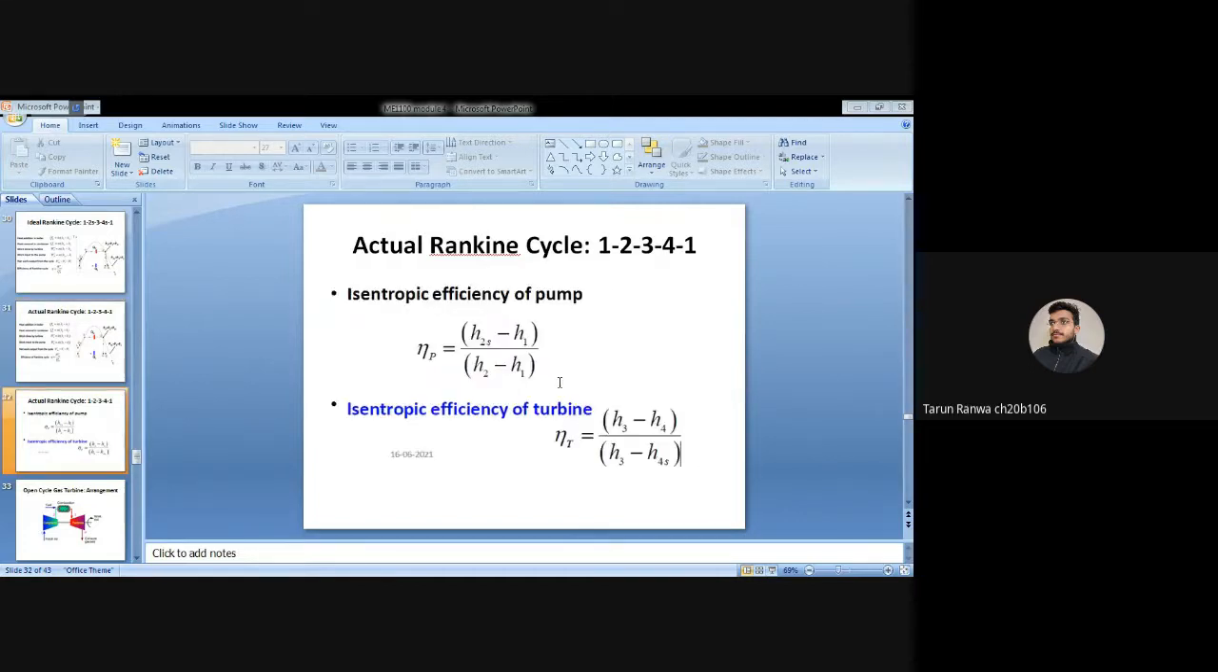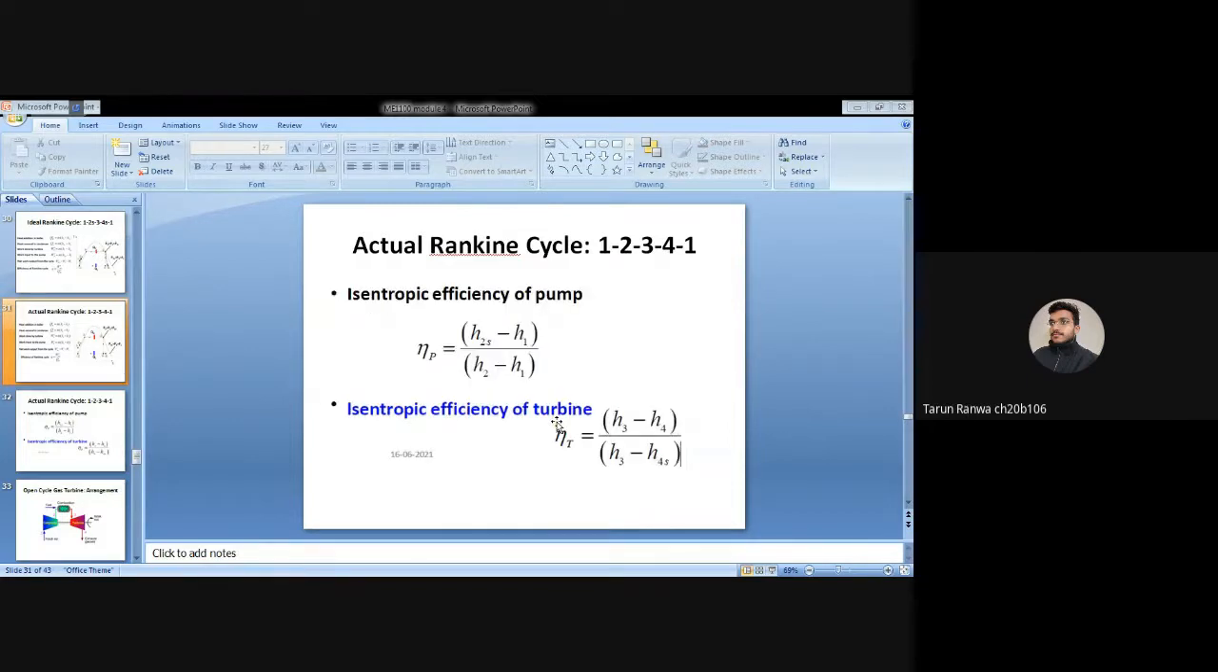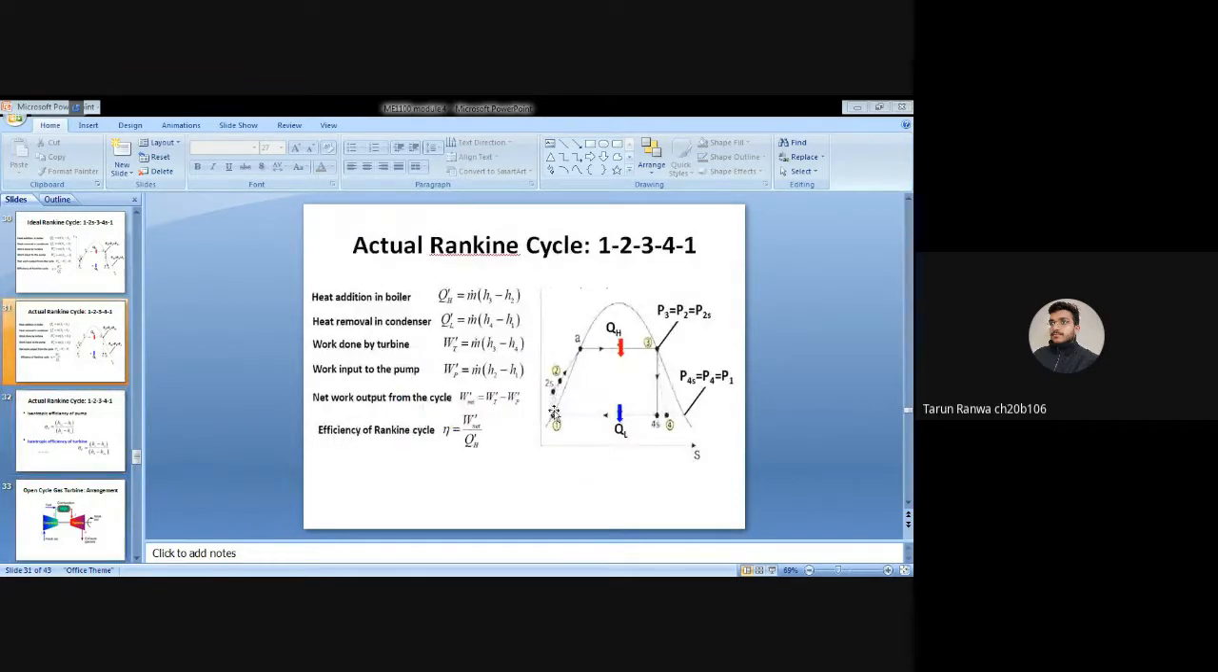Now in the Rankine cycle, the efficiency of the isentropic pump. The isentropic efficiency of the pump we can write as H2s minus H1 divided by H2 minus H1. This is the efficiency of the isentropic pump. We can also see from here that this is this difference divided by this difference, so it is also less than 1.